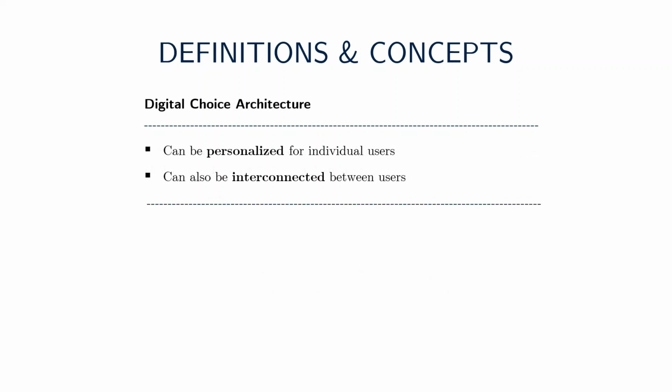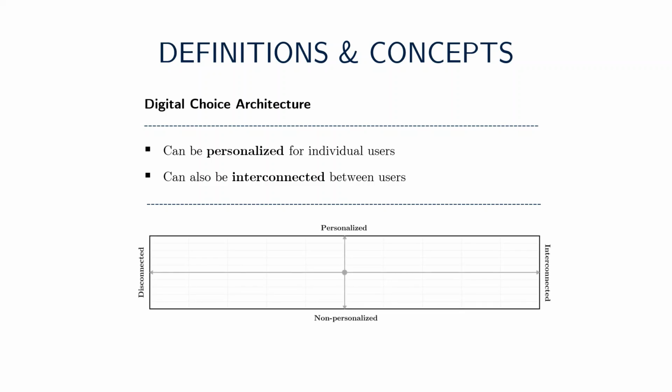Digital environments or user interfaces can be thought of in the same way. Now, nudging in the digital realm differs from its analog counterpart in some important ways. A cafeteria or any physical environment has certain native constraints that aren't necessarily present in digital environments. Digital choice architectures can be personalized for individual users, and they can also be interconnected between users. We go into more detail about this in the full paper.